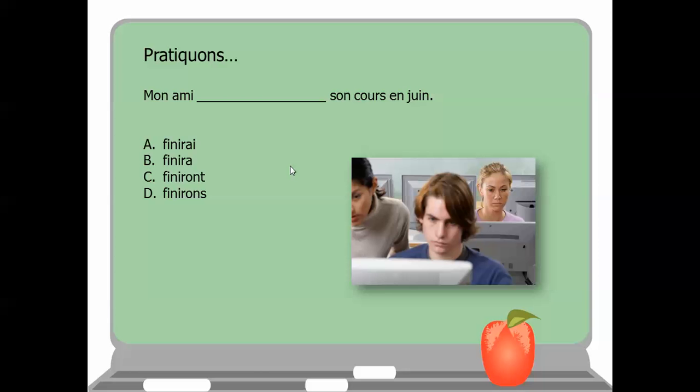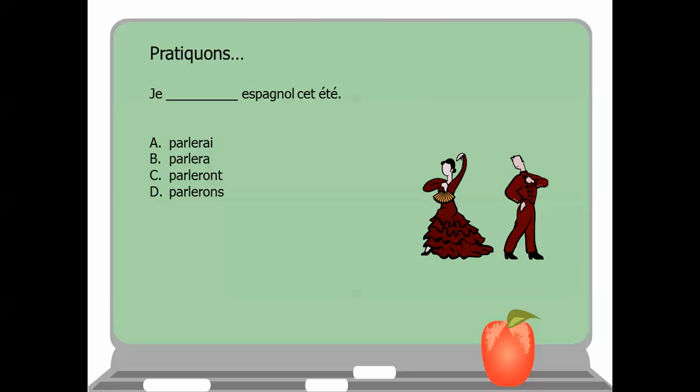Same thing here. Mon ami, what is the form of finir that goes with mon ami? Answer is on the next slide. So choose your answer, A, B, C, or D. And the correct reply is mon ami finira son cours en juin. How about I will speak Spanish this summer? Is it A, B, C, or D? A. Je parlerai espagnol cet été. I will speak Spanish this summer.